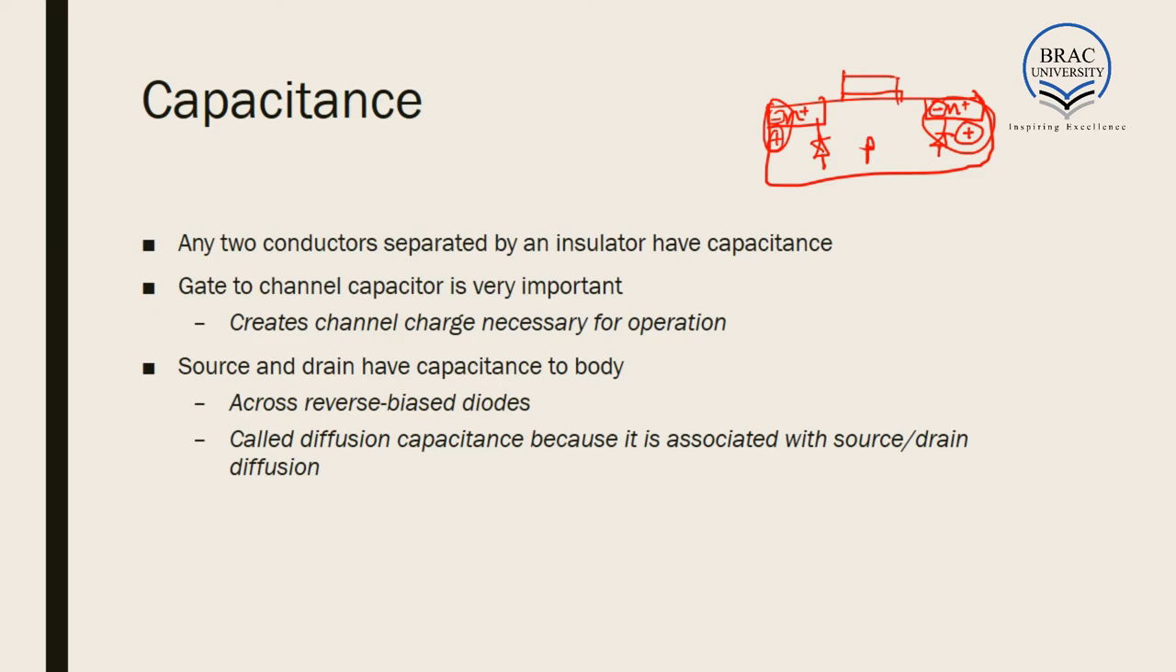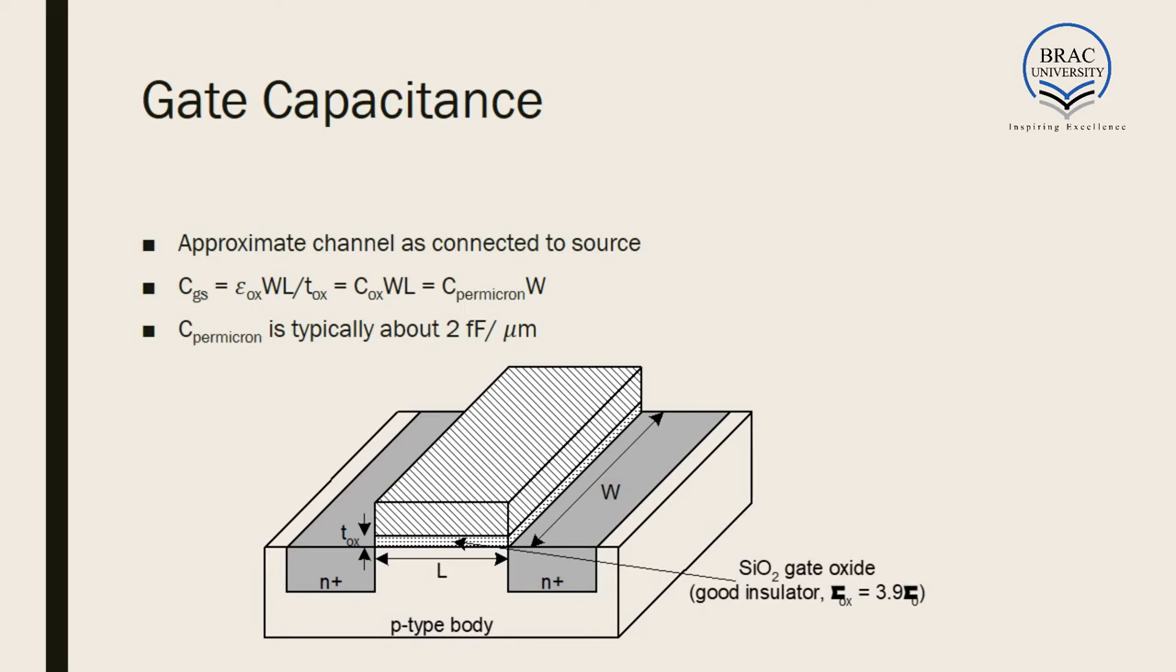This charge accumulation creates capacitance. Since this type of capacitance is related to the diffusion region, it is called the diffusion capacitance, and diffusion capacitance also decreases the overall performance ratings of the MOSFET. So the gate capacitance we have already measured: gate capacitance is equal to epsilon OX W L by TOX. Now epsilon OX by TOX is equal to COX, which is the oxide capacitance per unit area, and oxide capacitance per micron is COX into L. We replace COX into L with C per micron, that is, oxide capacitance per micron. Typically, in a MOSFET, this oxide capacitance per micron is about 2 femtofarad per micrometer. Micron means micrometer.